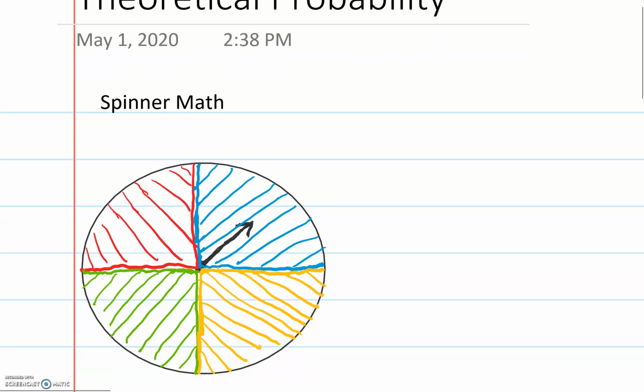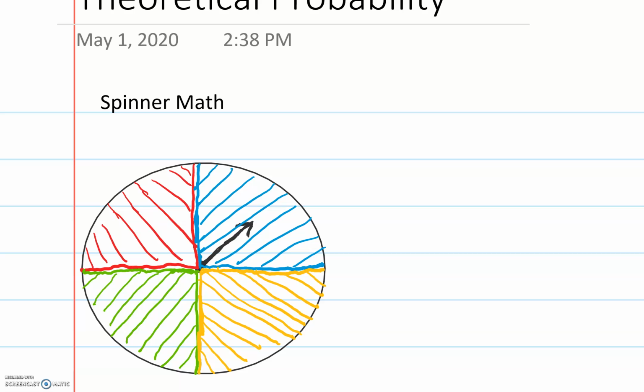So here we have a spinner. I'm going to call this spinner math. We have a spinner here that has 4 different colors divided equally among all 4 of them. Whenever we have equal amounts, basically what you're going to do to figure out the probability is look at fractions first, and then you can always change to a percent afterwards.